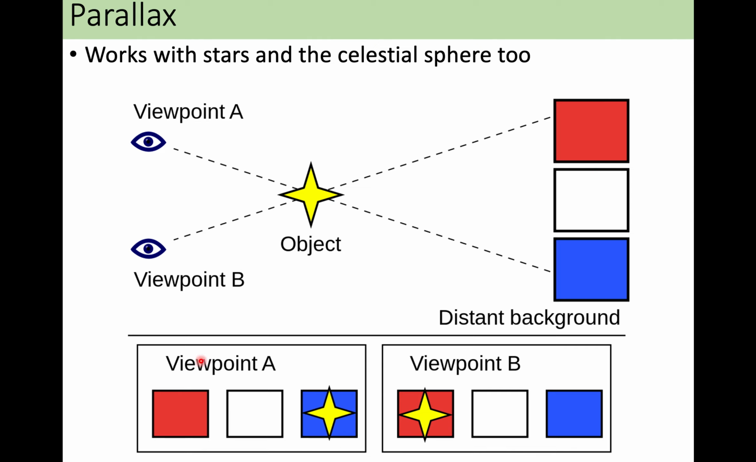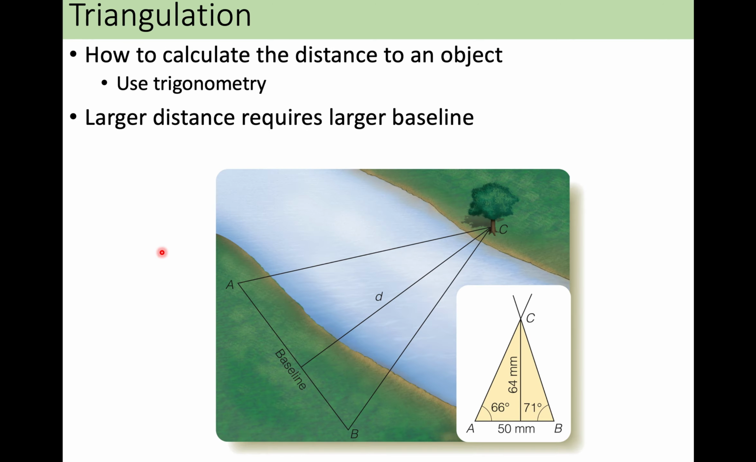So when you're at viewpoint A, you see the star within the blue square. When you're at viewpoint B, you see your star within the red square. The star didn't change, you moved. So because you're moving, you're seeing a different vantage point, it looks like the star has moved. So that is parallax, which we use in conjunction with some trigonometry to determine the distance to distant objects.